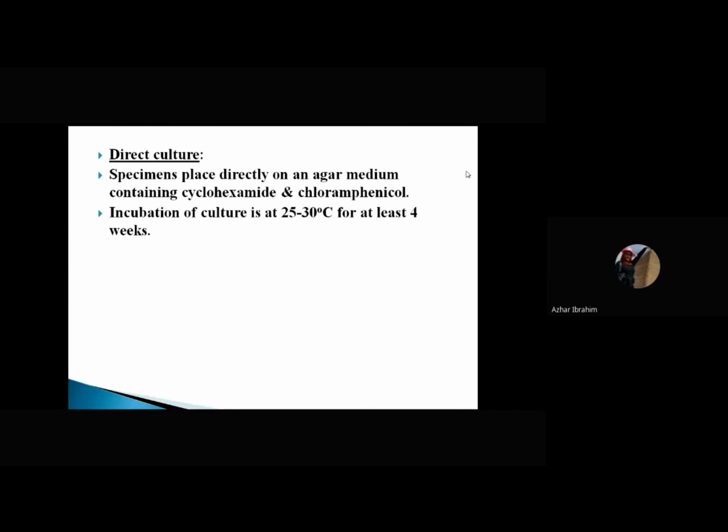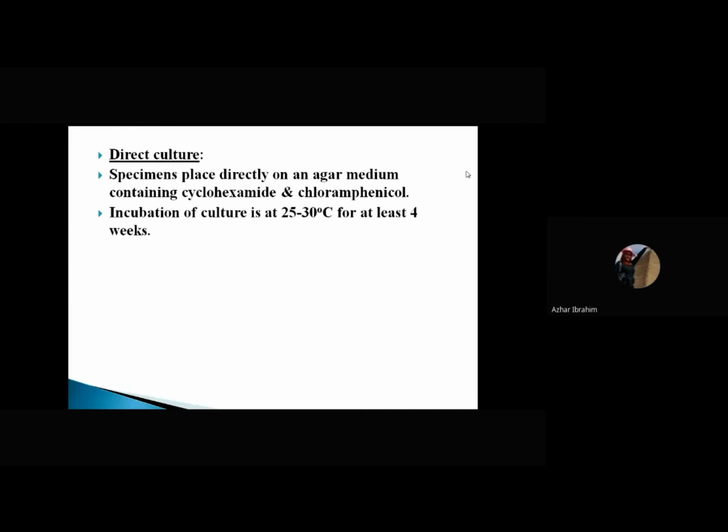You know, the skin and superficial layers of the body are mainly contaminated. Even we, except of course the skin because we wash it and rub it with 70% alcohol. But still, there may be contamination from the air when we cultivate the sample. We should incorporate cycloheximide and chloramphenicol in the media in order to get rid of contaminant bacteria or even undesirable contaminant fungi. Incubation of the culture at 25 up to 30 degrees centigrade.